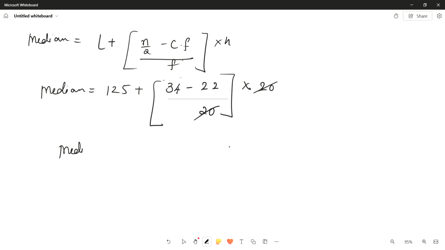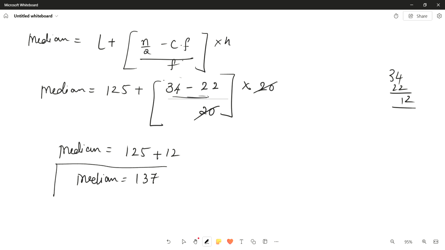Okay. So median is equal to 125 plus 34 minus 22. How much you will get? 12. So median is equal to 137. Okay. Median is equal to 137.